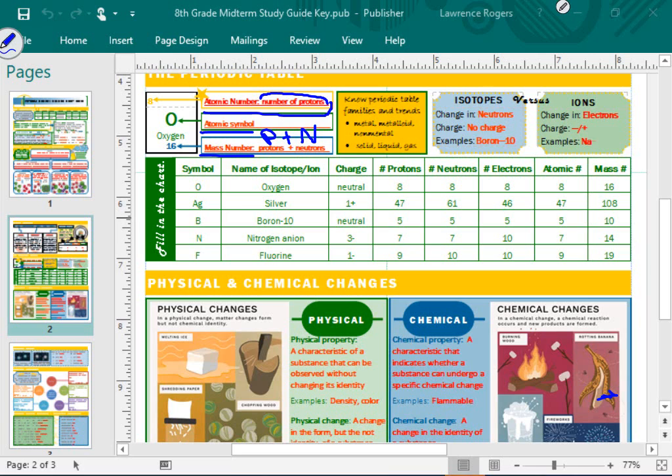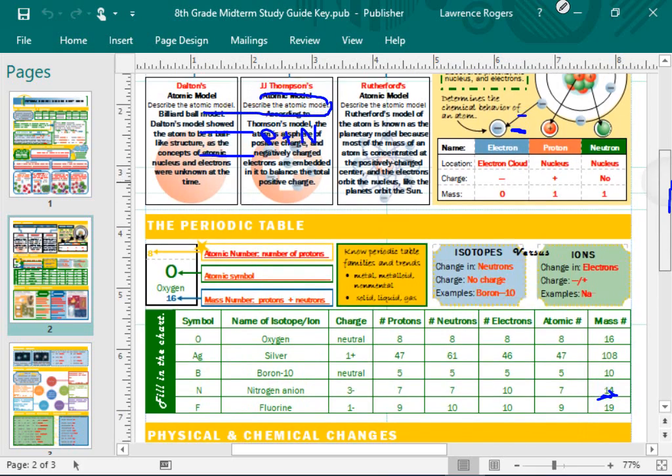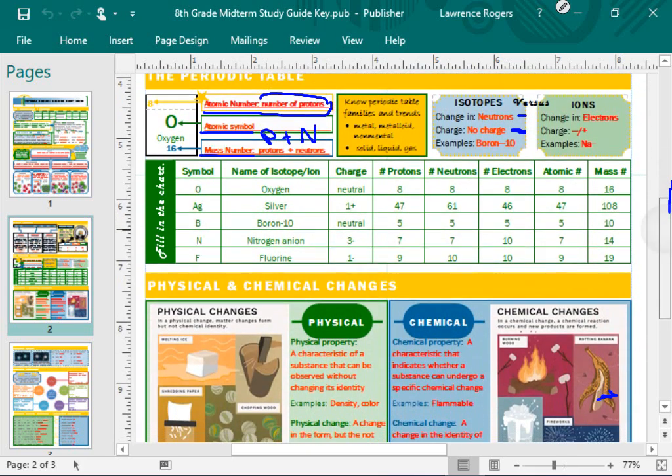Now, isotopes. Isotopes, it is a change in the number of neutrons. It does not change the charge, because the charge of a neutron is what, once again? It is 0, okay, or no charge whatsoever, however you want to look at it.